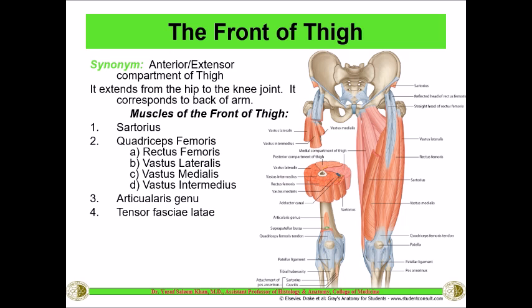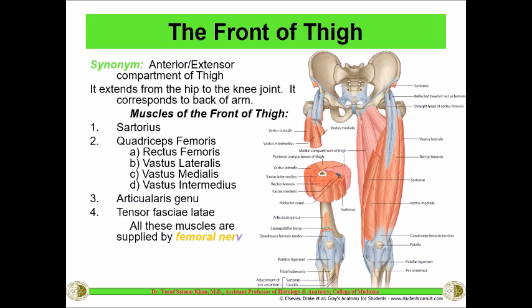So these are the 4 muscles which are part of the front of the thigh. One is the Sartorius, the first muscle. Then we have the quadriceps femoris, which includes the rectus femoris, vastus lateralis, vastus medialis, as well as the vastus intermedius. Then there is a small muscle called the Articularis genu, and then the tensor fascia lata, which is a common muscle between the gluteal region and the front of the thigh.